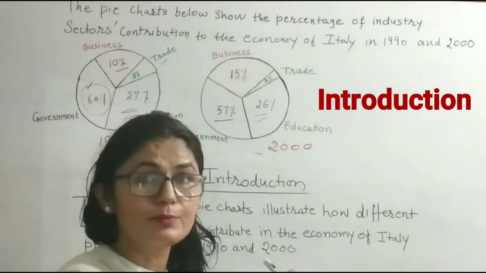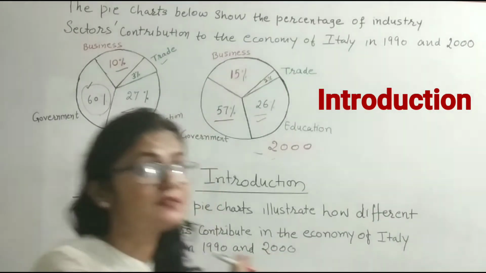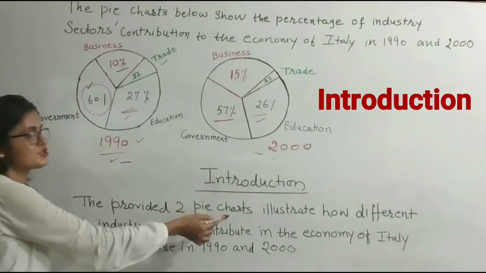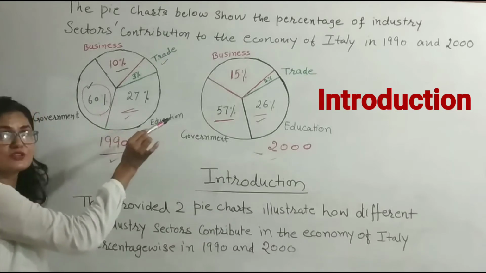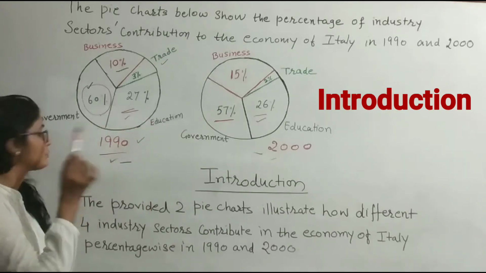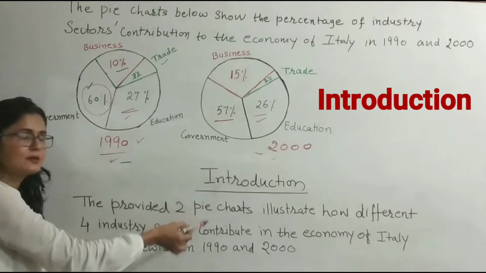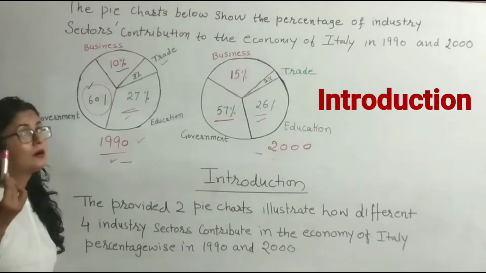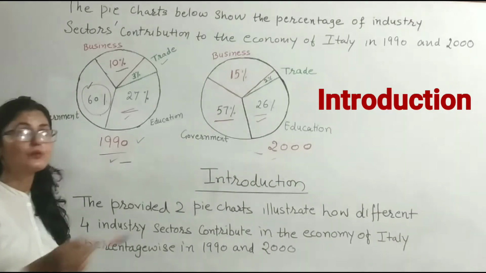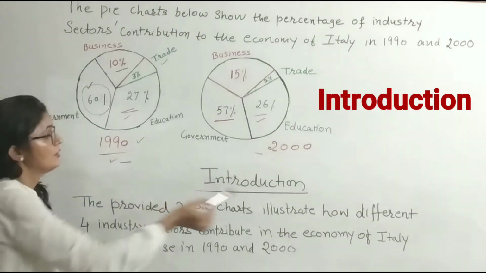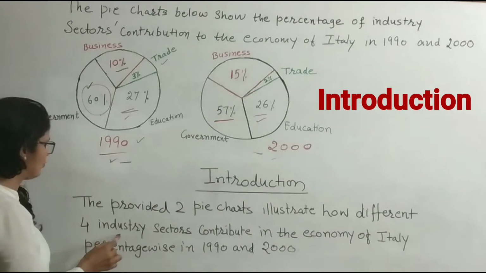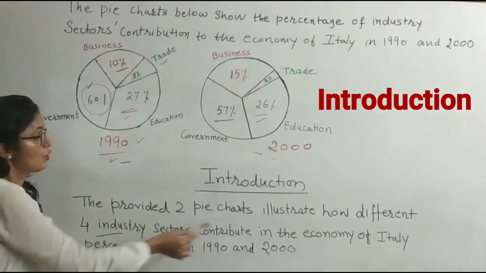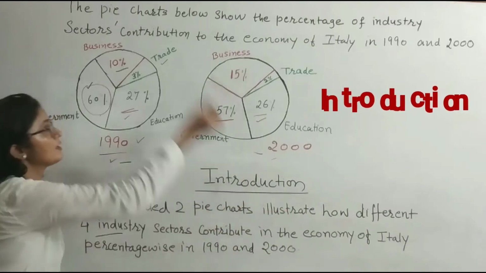So, I am going to teach you practically. Just see, very easy. The provided 2 pie charts. Here we have 2 pie charts. If we have 1 pie chart, you can start with the provided pie chart. Illustrate, elaborate, consider, show, any vocabulary you can use. How different 4 sectors contribute in the economy of Italy. This is the extra information.